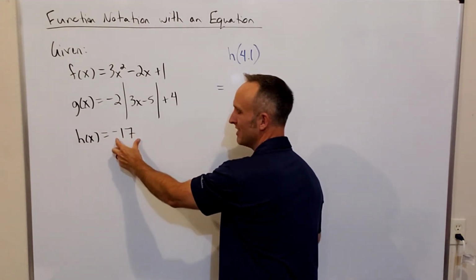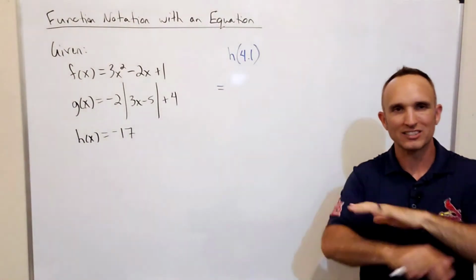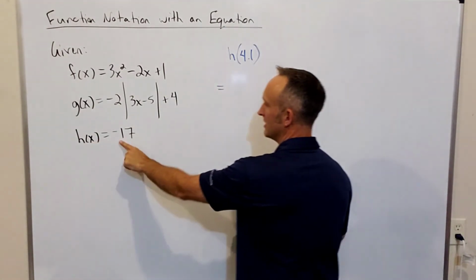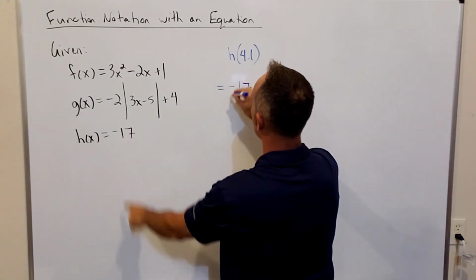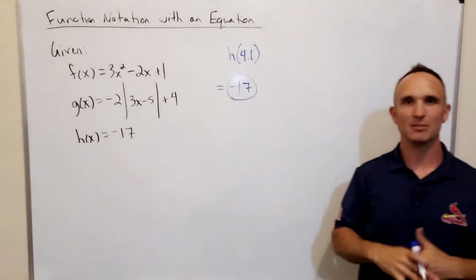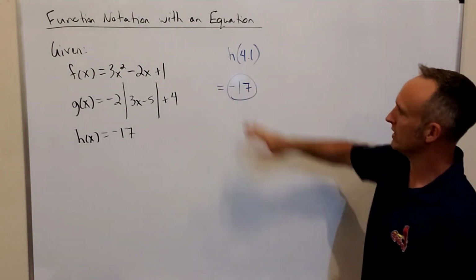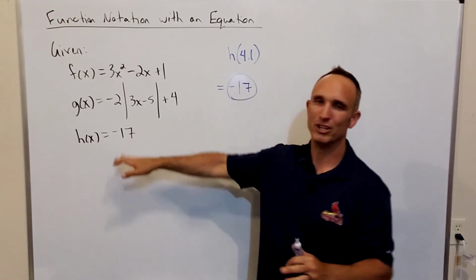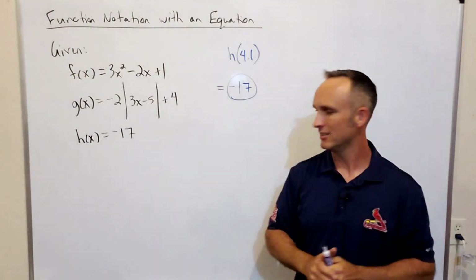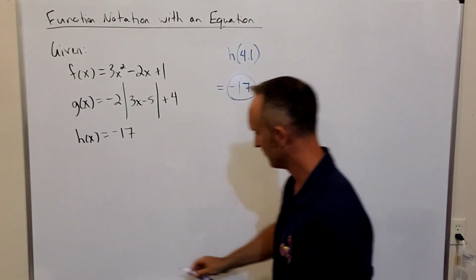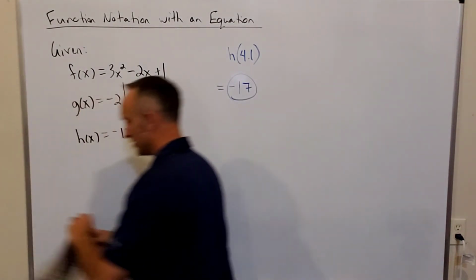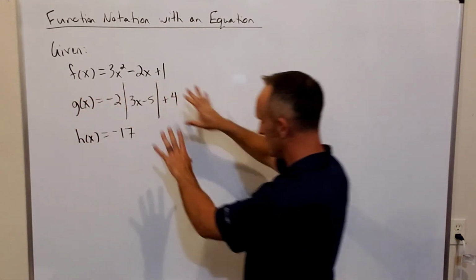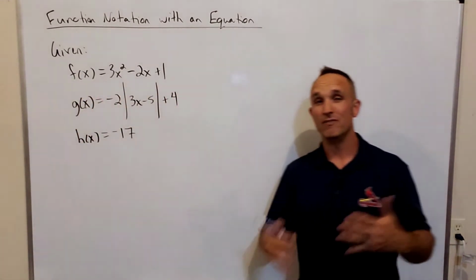Here, the output does not involve x at all. It's completely independent of your choice of x. So no matter what x is, the output here is negative 17. And it's that simple, okay? So h of 4.1 equals negative 17. And no matter what you plug into this function, your output is negative 17 because x is not involved in the calculation at all.